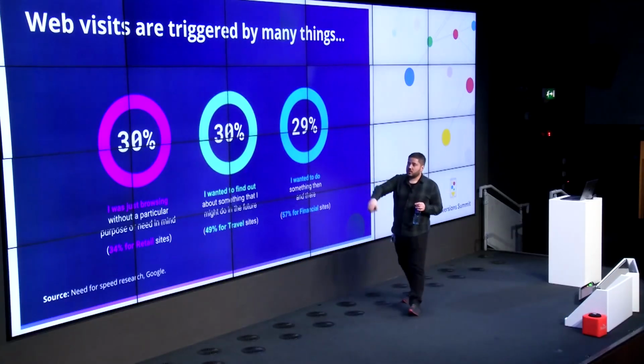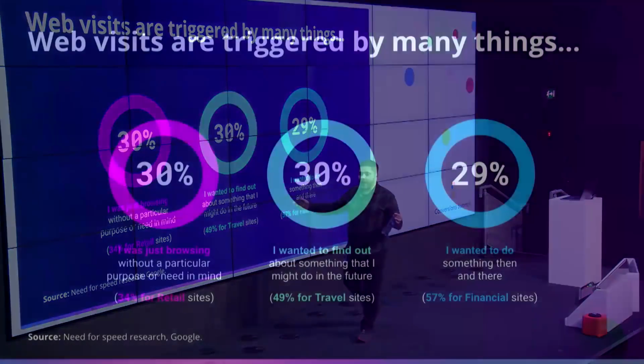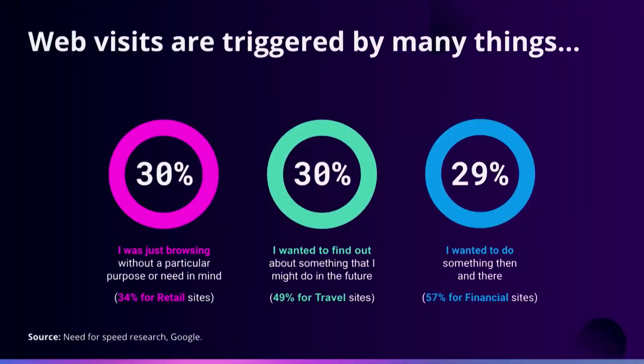30% of users are generally just browsing, on your commute to work. When you're just waiting for an appointment in a doctor's office, you're just browsing. You have no real thing that you're trying to do. But for verticals, this changes. For retail, that might go up a little bit, to 34%.